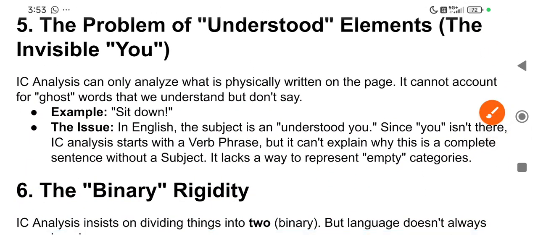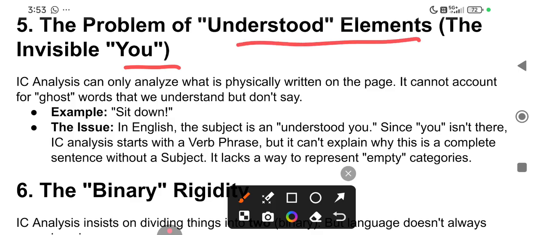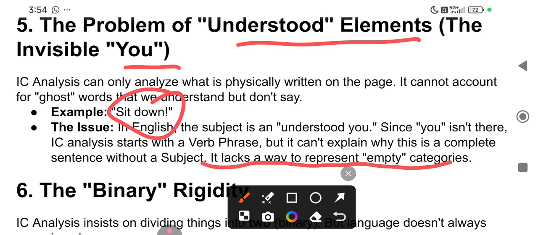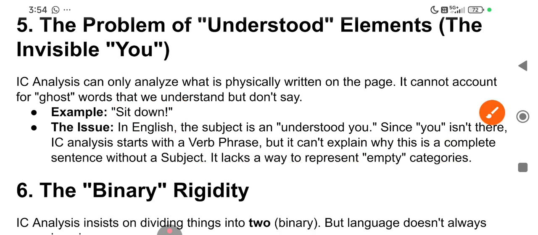Then the "you" problem, the understood element "you." So that's "sit down," "go down," "don't touch," "don't call," whatever. Those are all imperative sentences which start directly with the verb, without a subject, because in all imperative sentences the subject is understood, that is "you." But here, where to put, where to present "you," because here it lacks the way to represent empty category. That empty category cannot be shown by IC analysis.